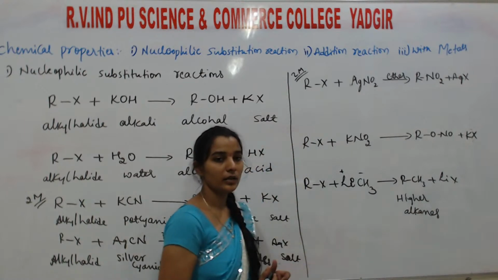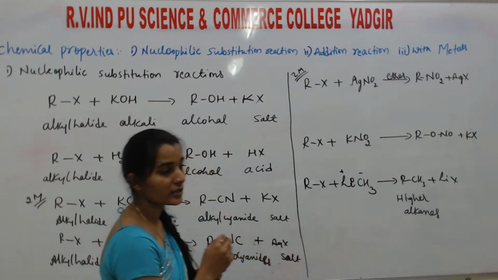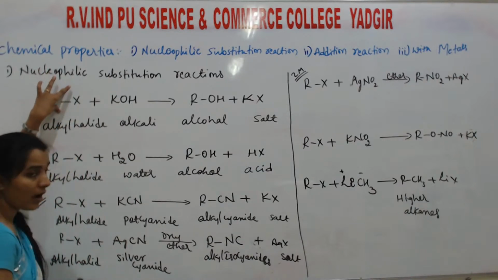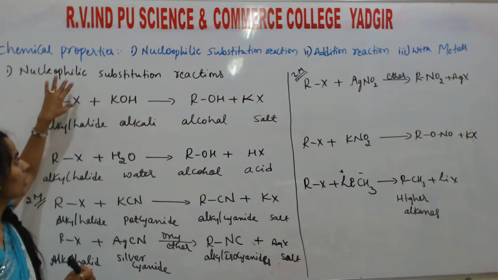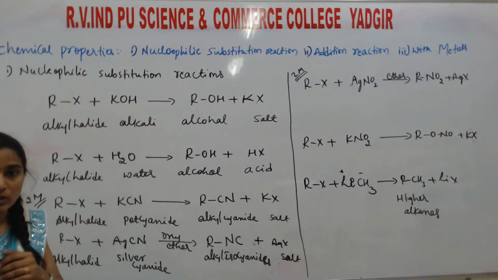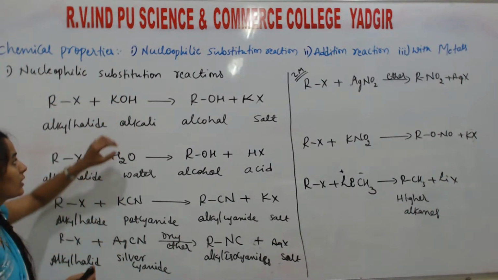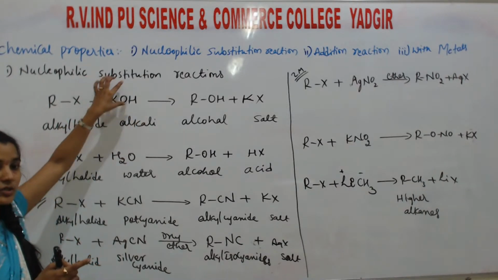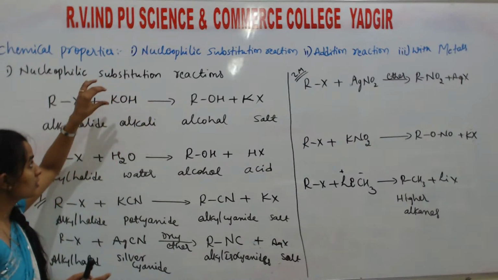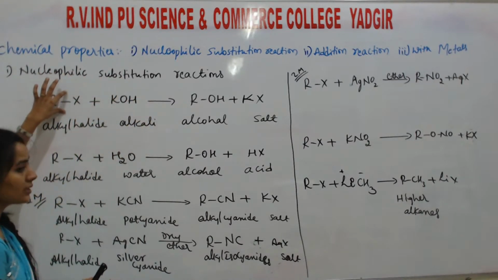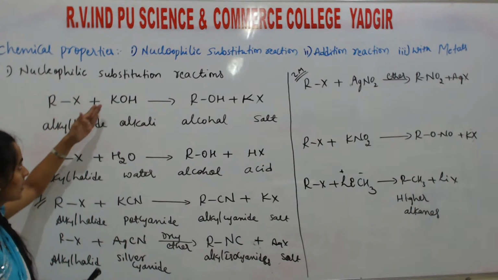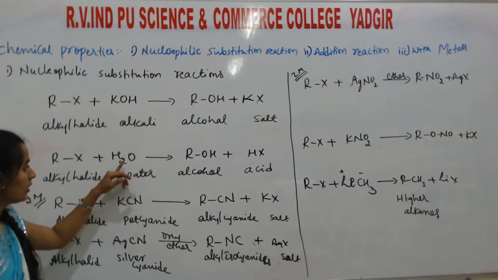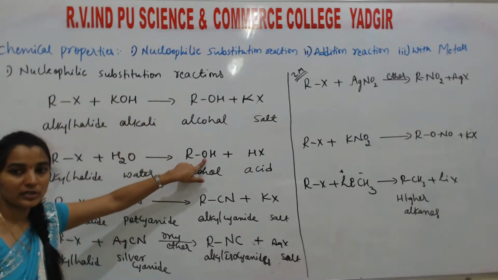So in all these reactions, the important thing you have to remember is always this RX compound, if a single bond is there, it undergoes nucleophilic substitution reaction. How does it undergo? In the reacting species, you have to consider which one is the plus charge, which one is the minus charge. So the species with the minus charge replaces the halogen. Understand? That is the thing. Here OH minus is there, that's why OH is replaced. Here also OH minus, so X is replaced by OH.